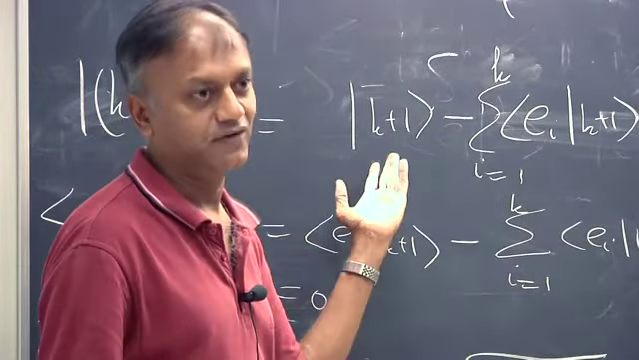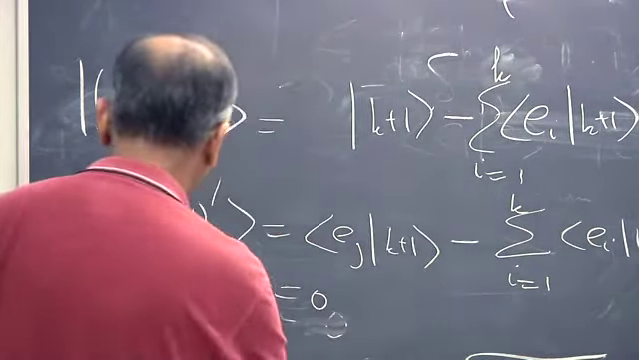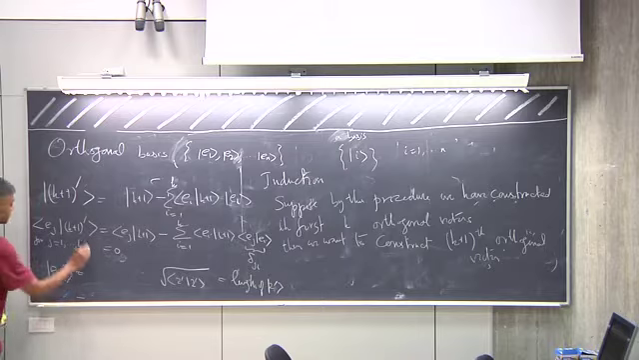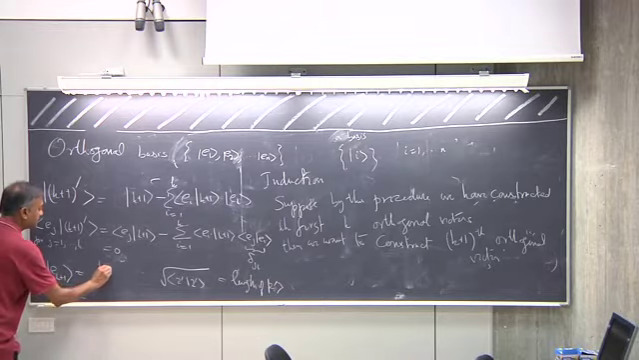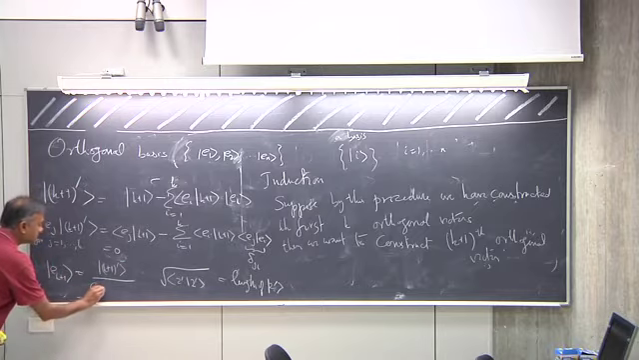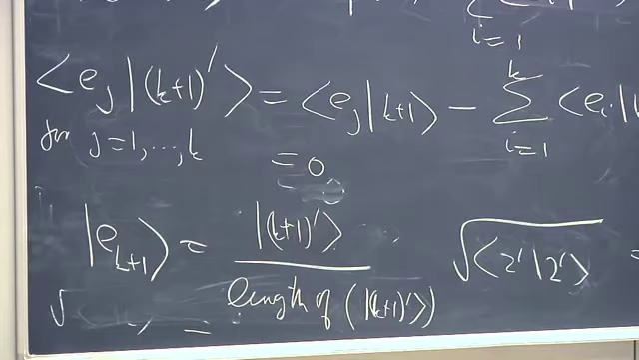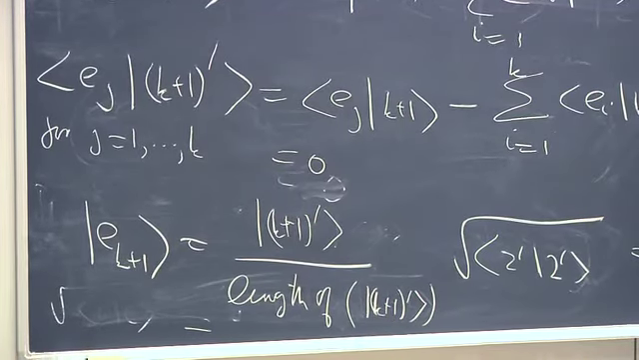Right? So I can divide by the length of this. So then I define Ek plus 1. Ek plus 1 is equal to the vector k plus 1 prime divided by the length of this vector. Okay, the length of that. And then that becomes of length 1. Right? So this procedure goes on.